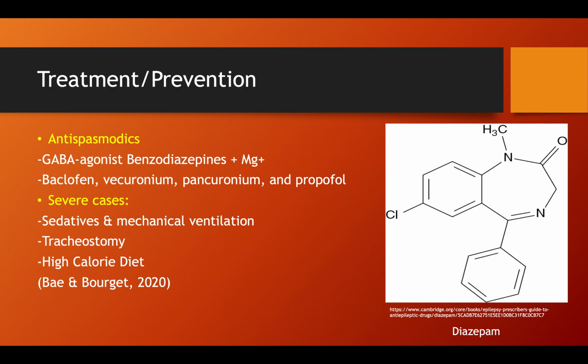Also, patients with tetanus are on a high-calorie diet, because the hypercontraction of the muscles increases the metabolism as well. So the patients need more energy.